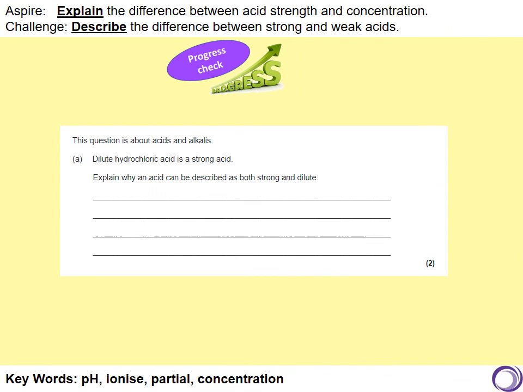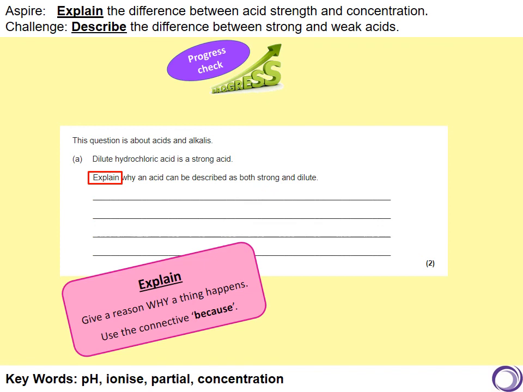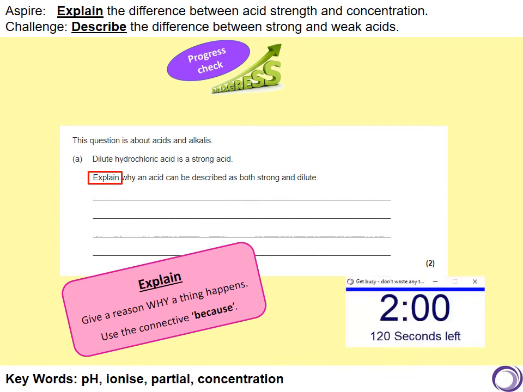Let's check our understanding then. So here's an exam question which asks you to explain why an acid can be described as both strong and dilute. And at this point, I'd like to remind you that in an explain question, we need to give a reason why something has happened, and a good connective to use is the word because. I'm going to give you 2 minutes to attempt this question.